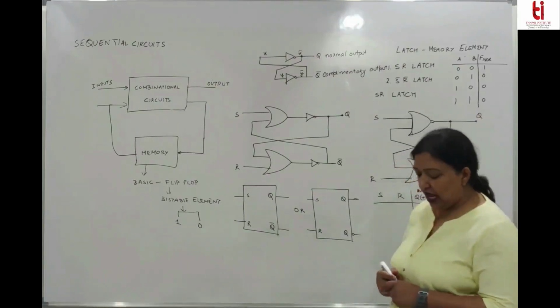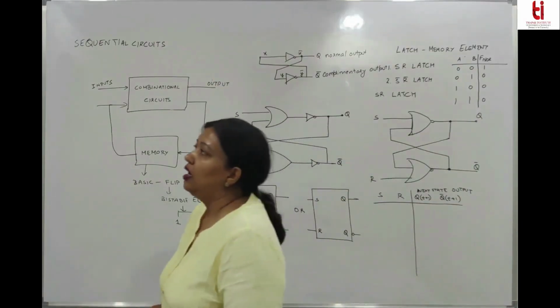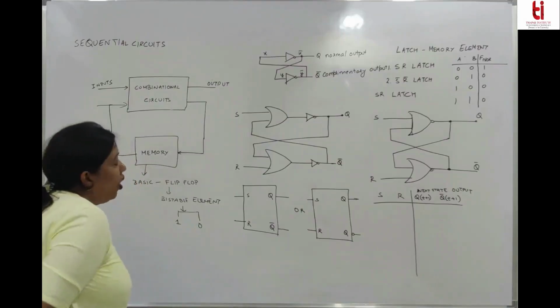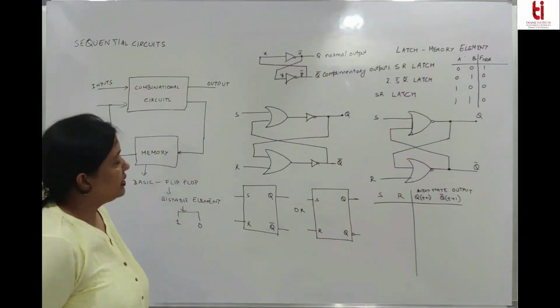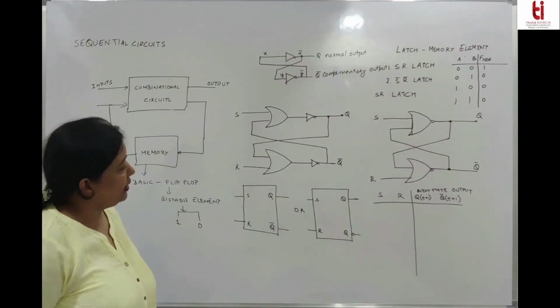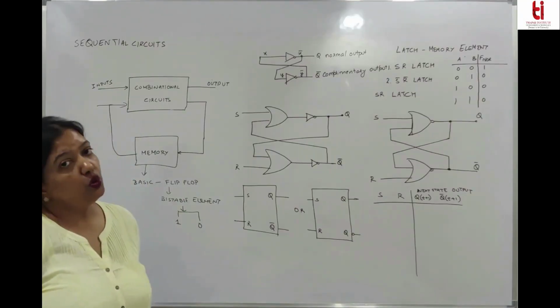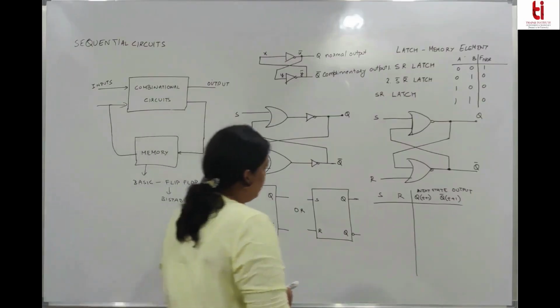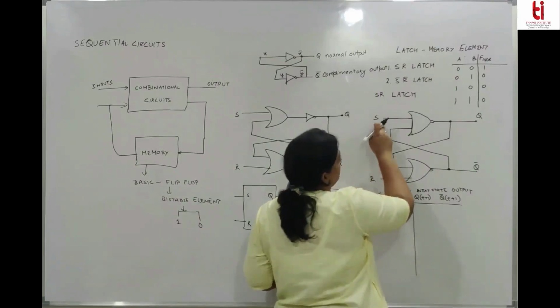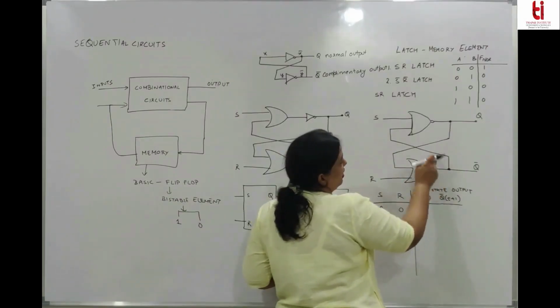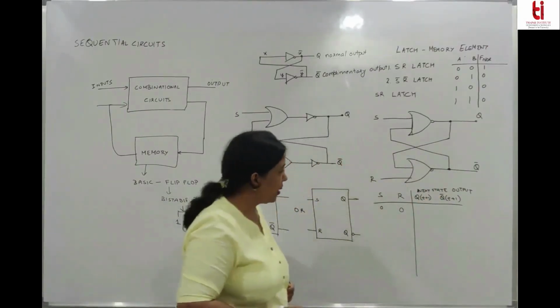So this says that if any of the inputs of an SR latch made of NOR gates are 1, then the output goes to 0. That's the rule. So if both the inputs are 0 and 0, then your output now is dependent upon the second input.